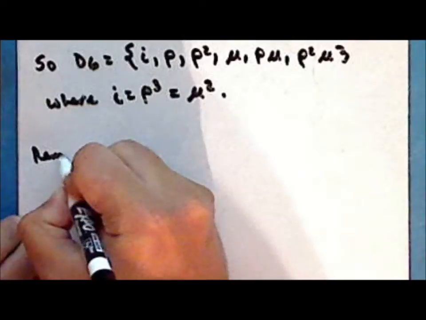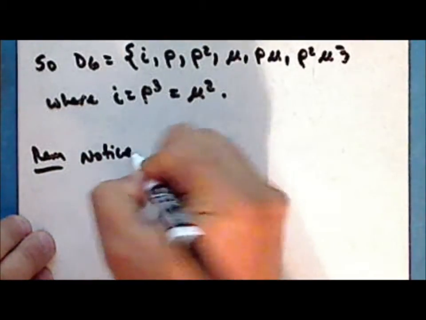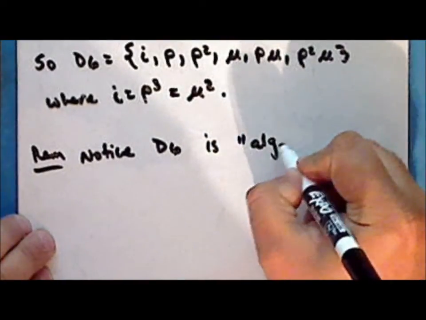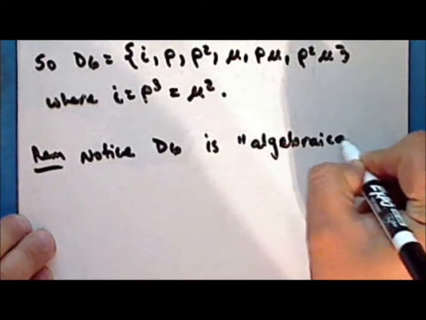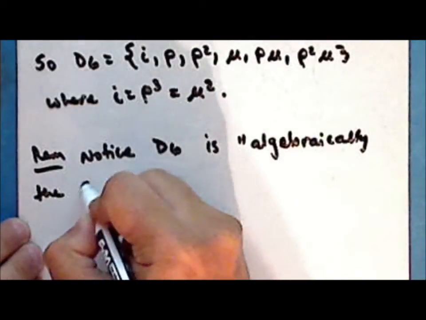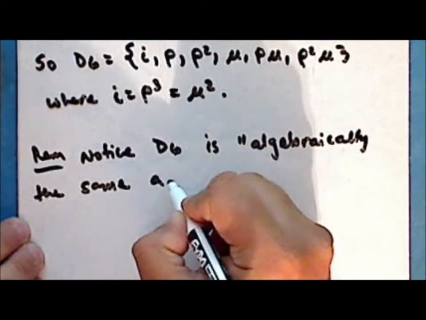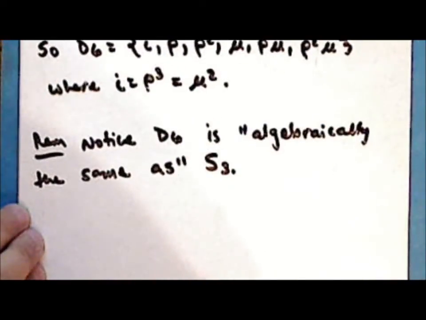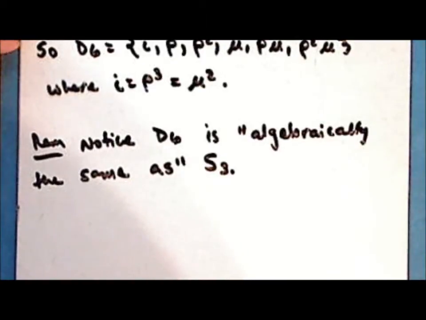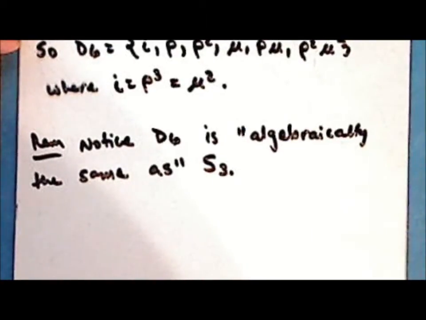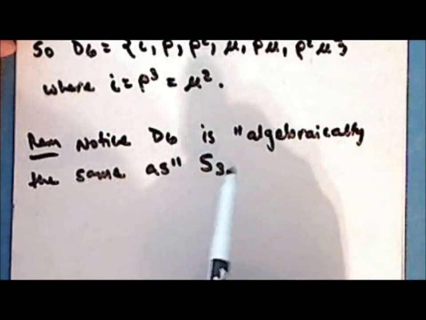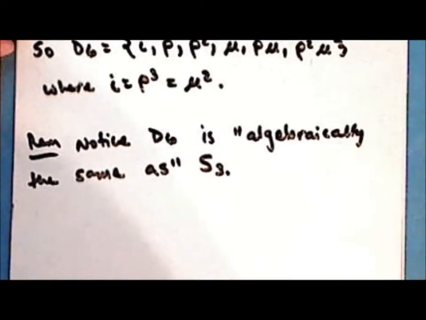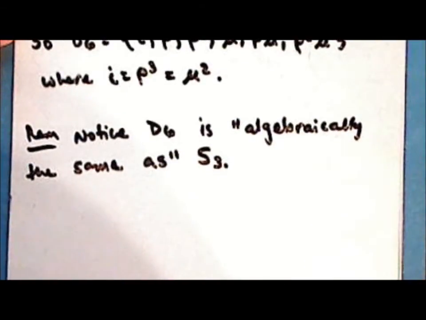So notice that the dihedral group of order 6 is algebraically the same as the symmetric group on 3 letters, in the sense that we can consider the rotations and reflections as permutations of the vertices, and we'll make the statement algebraically the same more precise in the next lecture, and we will use the term isomorphic.